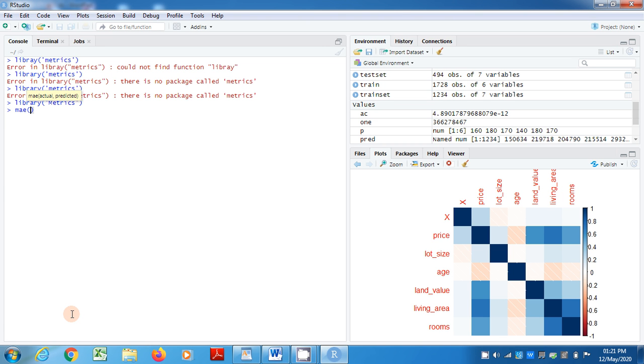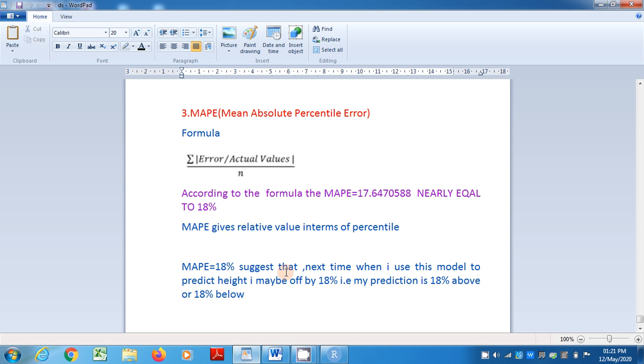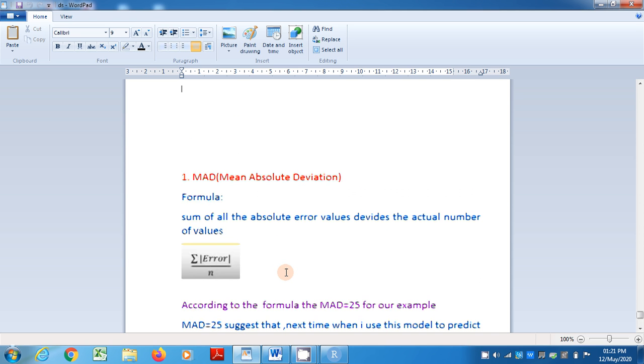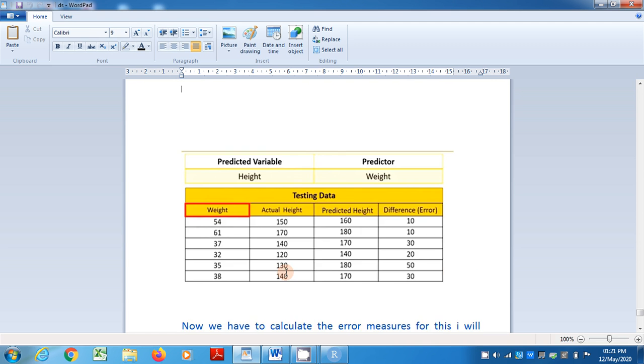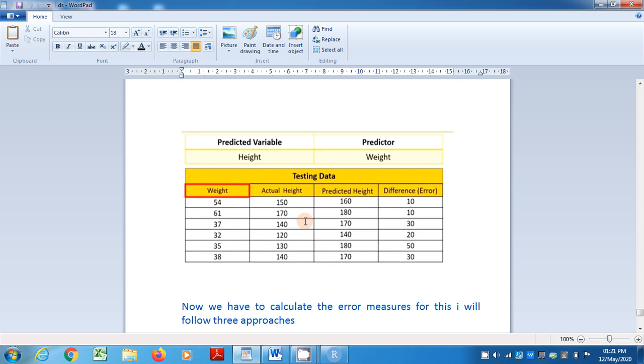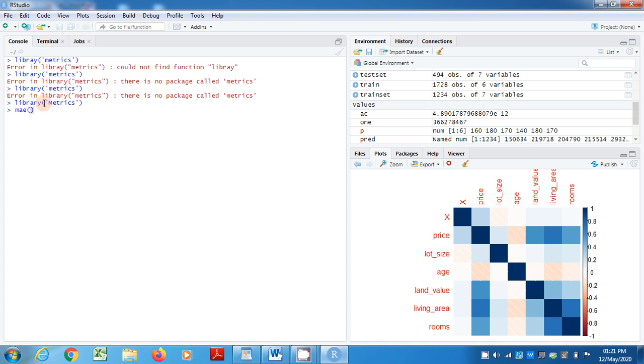So MAE of what? The MAE function takes two parameters, actual values and predicted values, right? Here also you can observe this. We need to pass actual values and predicted values. Based on these two values only, the three approaches were made. So we need to supply actual values. Where do I have my actual values? In the training data set.